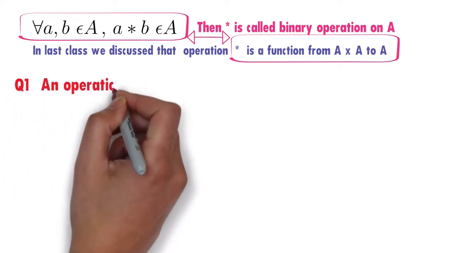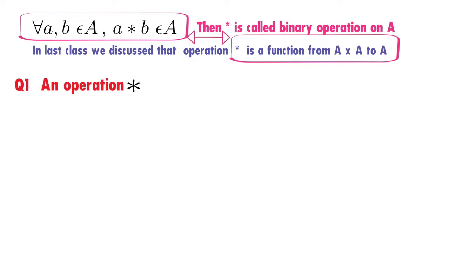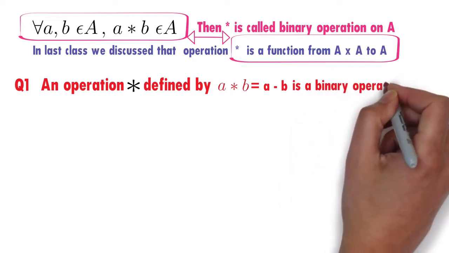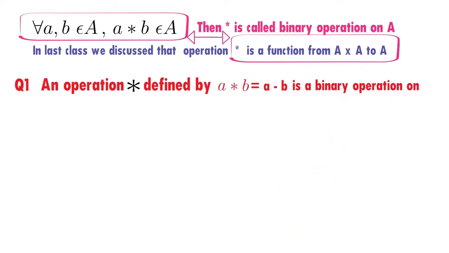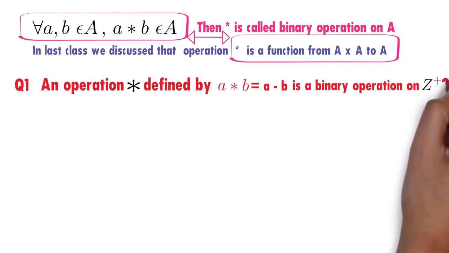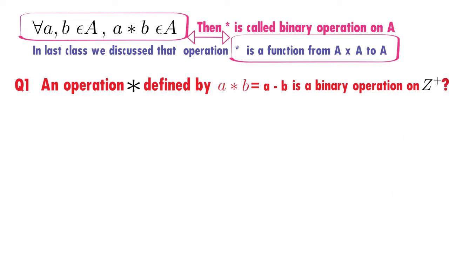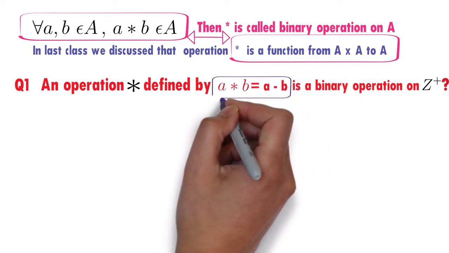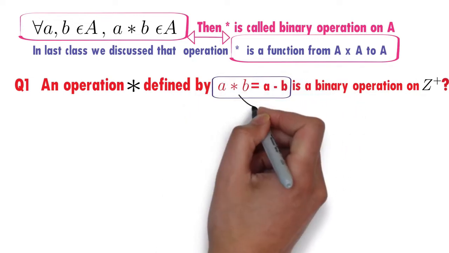First question in this chapter. An operation star defined by a star b equals a minus b is a binary operation on set of all positive integers? This is the question. An operation star is a binary operation on Z plus? We need to check. How is the operation star defined? A star b is defined as a minus b.